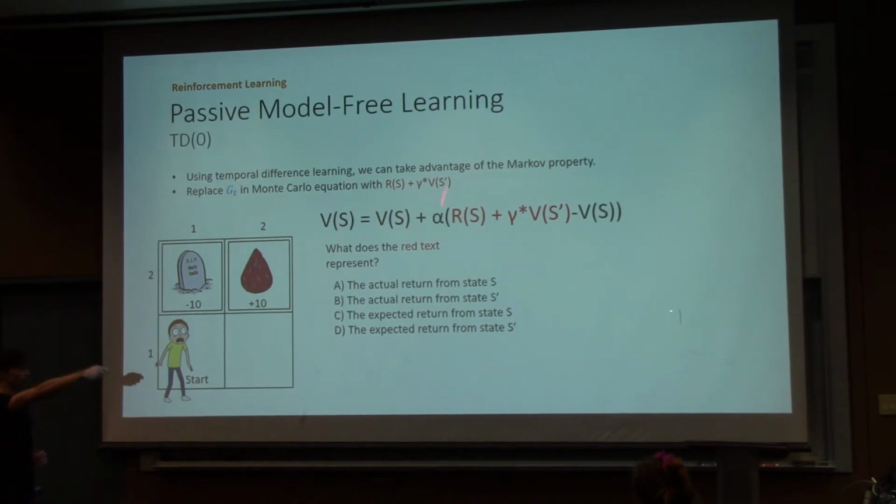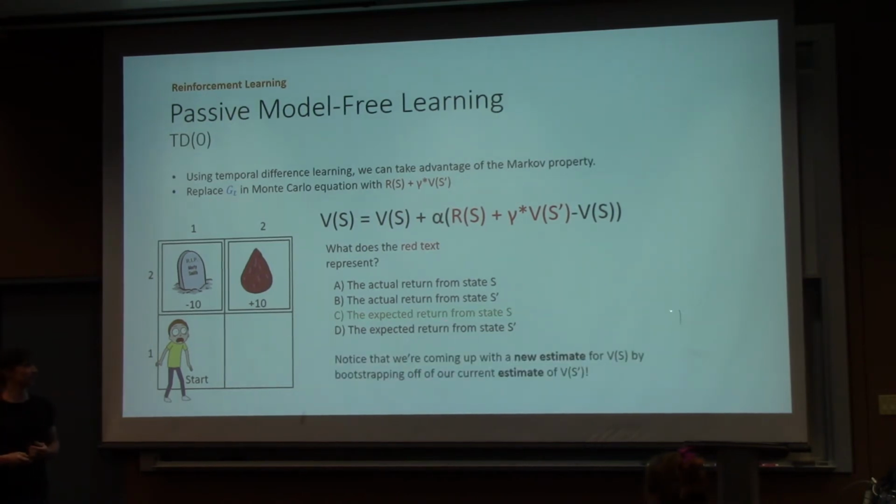All right, who thinks the red text represents the actual return from the state S? How about the actual return from the state S prime? The expected return from state S? All right, we have a few hands. If the rest of the class doesn't raise their hand for D, I'm going to be very upset. How about D, the expected return for state S prime? See, everybody raised their hands because you didn't want to upset me, but it turns out the actual answer is C, the expected return from state S.